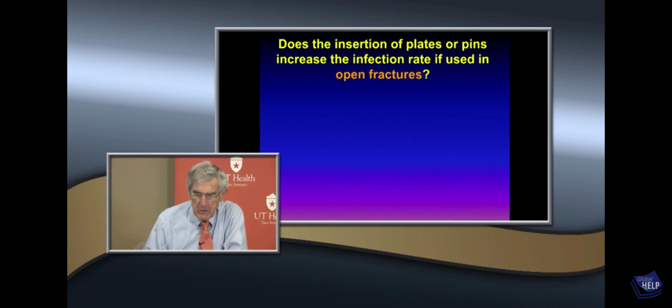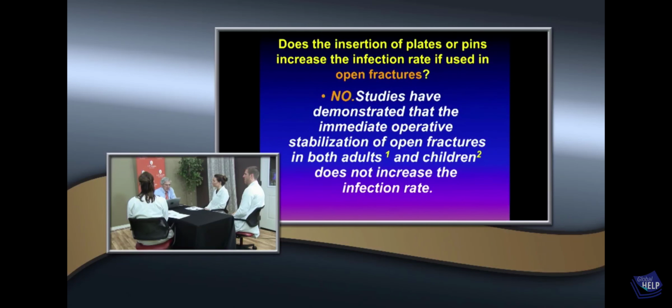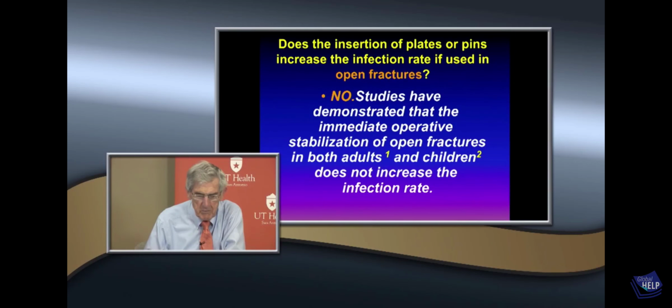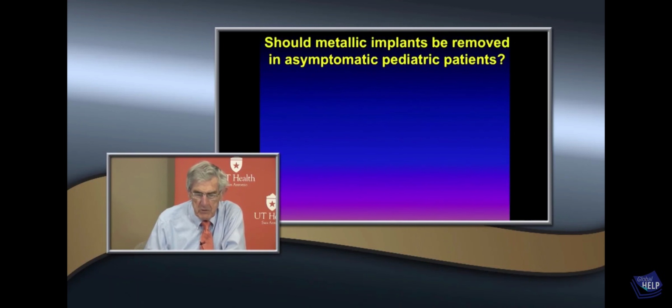Now, there's the insertion of metal in open fractures. When I was a resident, we were told you never put metal in open fractures because it increases the infection rate. What do the new studies show? It's not increased infection. That's right. Studies have demonstrated that immediate operative stabilization of open fractures in both adults and children does not increase the infection rate, as long as you follow the other rules: good debridement, good irrigation, and you do secondary closure of your skin. So these are the 2 studies that have shown that. Should metallic implants be removed if they're asymptomatic?